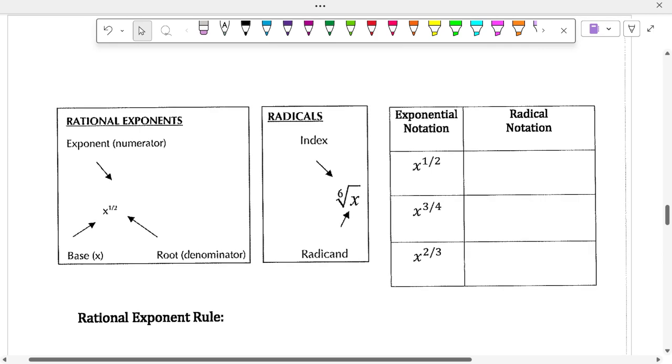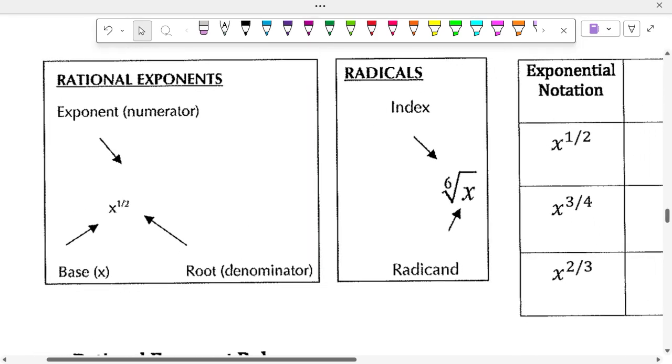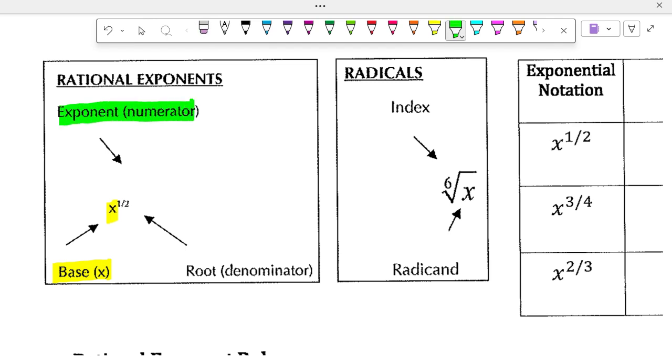So again, just reiterating what I already said with rational exponents. The base, when it comes to rational exponents, is still whatever big value you have that's connected to the exponent. The actual exponent, whatever that base is raised to the power of, is your numerator. And your root, whatever type of root you have, is your denominator.